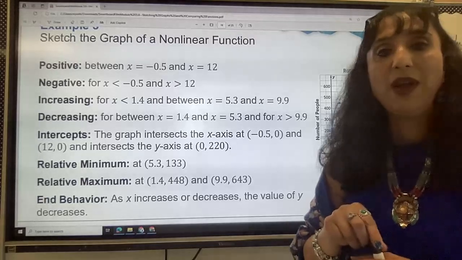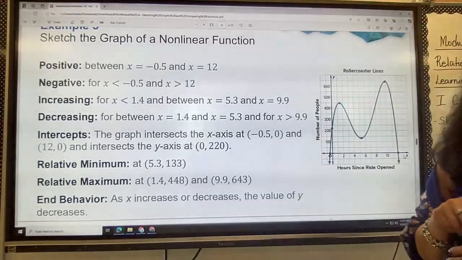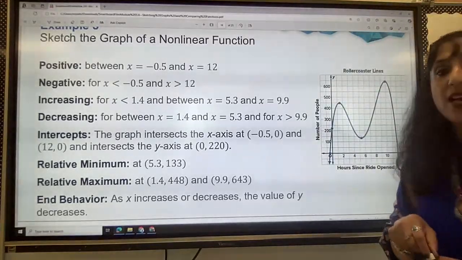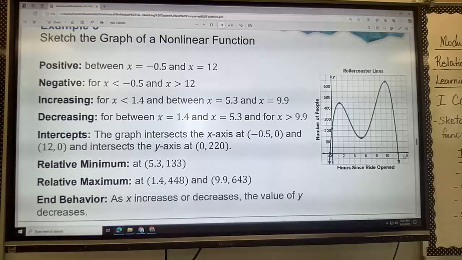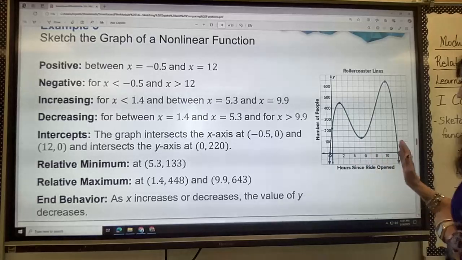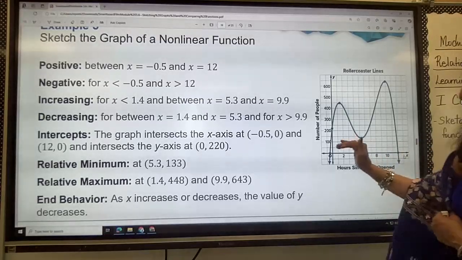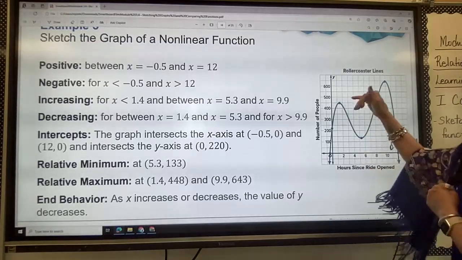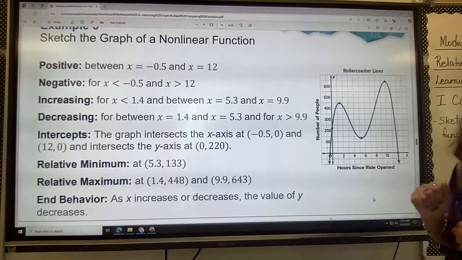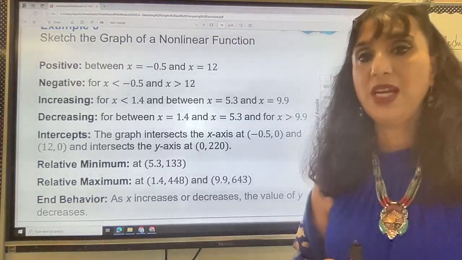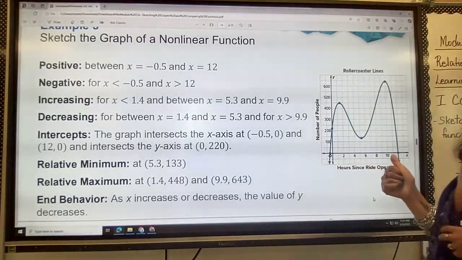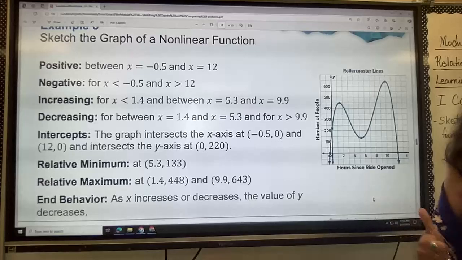And what is the end behavior? As x increases or decreases, the value of y decreases. So again, as x is increasing or it is decreasing, the value of y is decreasing. So these are the features that were provided to me, and based on that, this graph has been created.